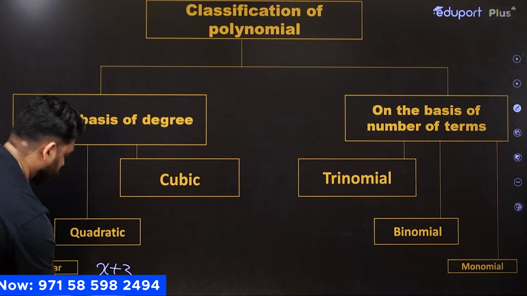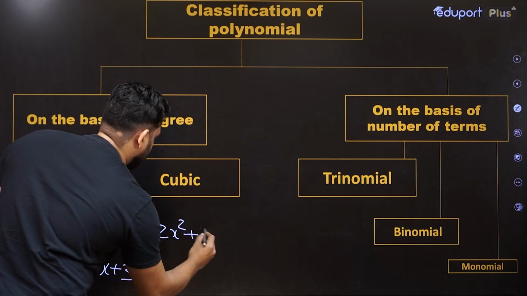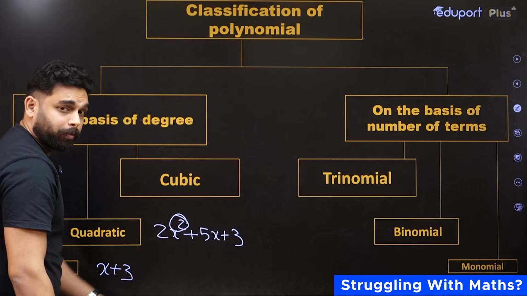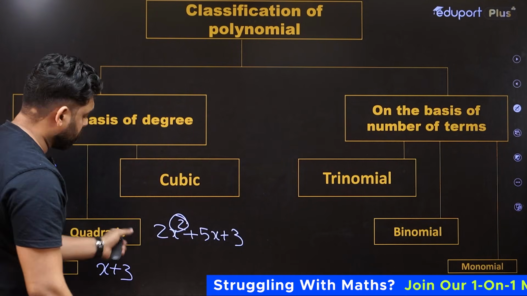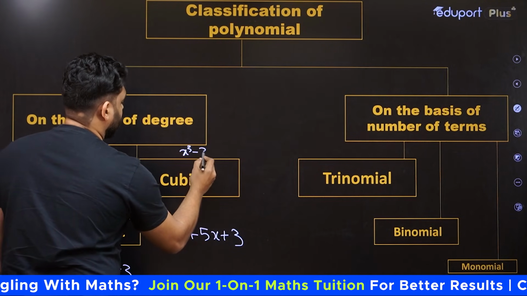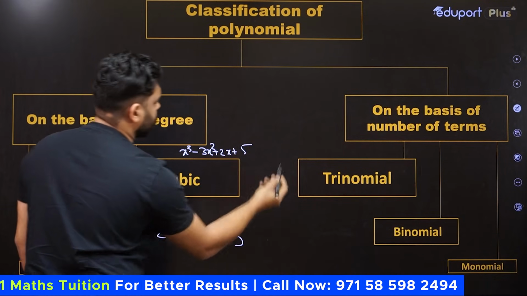x plus 3 is an example of linear polynomial, 2x square plus 5x plus 3, anything which has a power of 2, the highest degree of power should be 2 in this polynomial. Okay. For cubic we can write x cube minus 3x square plus 2x plus 5, anything like this.